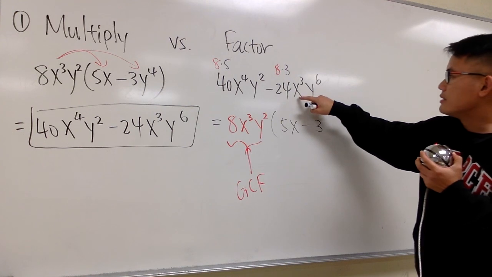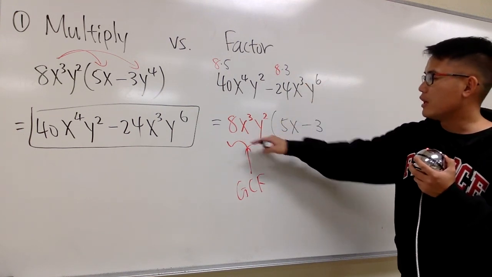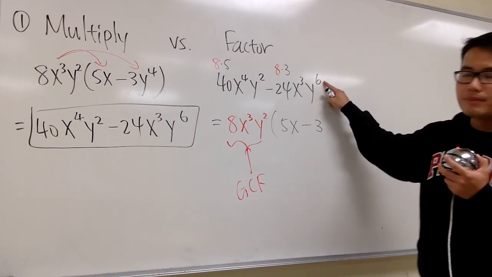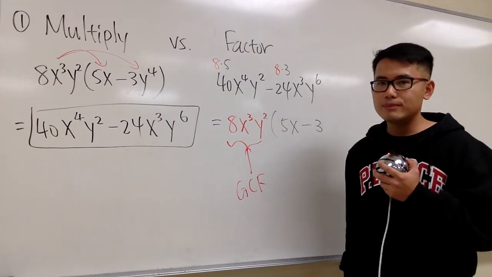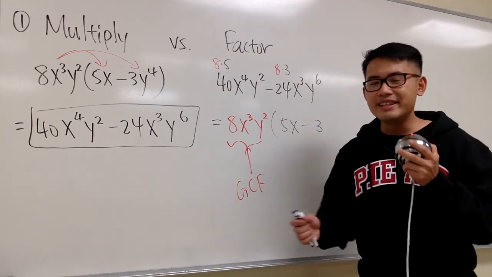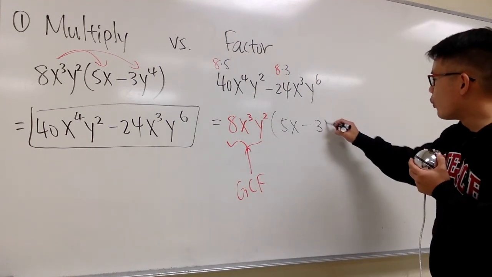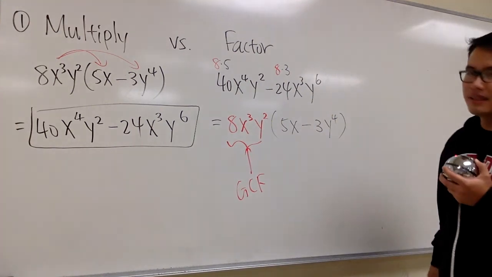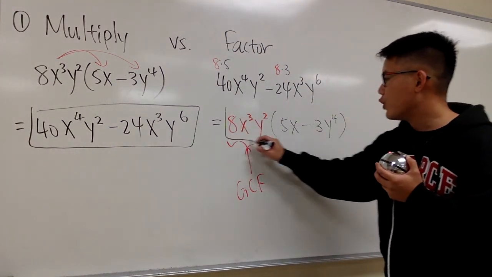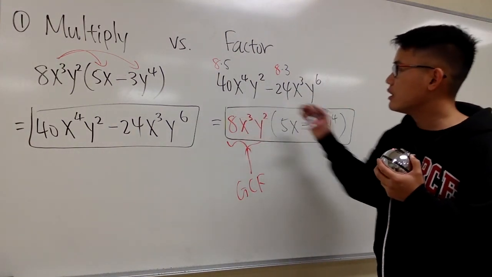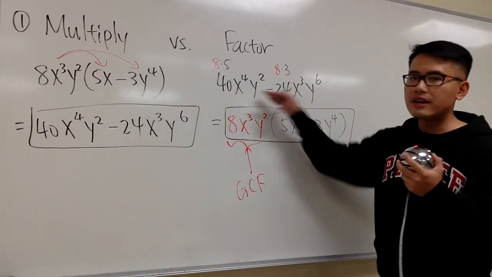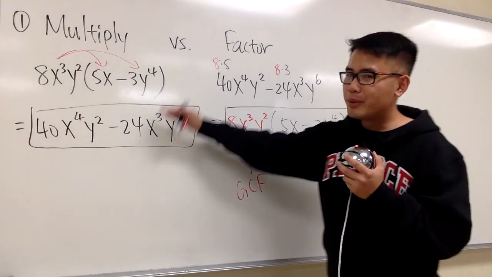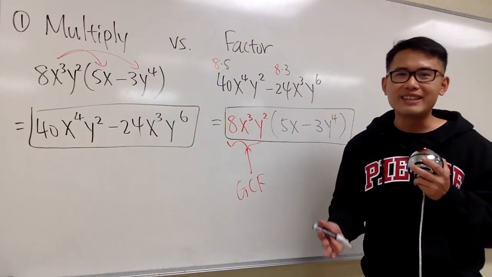Here, it has x to the third power, but then we factored it out already, so no more x. This is y to the 6th power, and then we took out 2 of them. We can just subtract. 6 minus 2 will give us y to the 4th power. And we are done. This right here will be considered the answer if the question is asking us to factor this expression out.